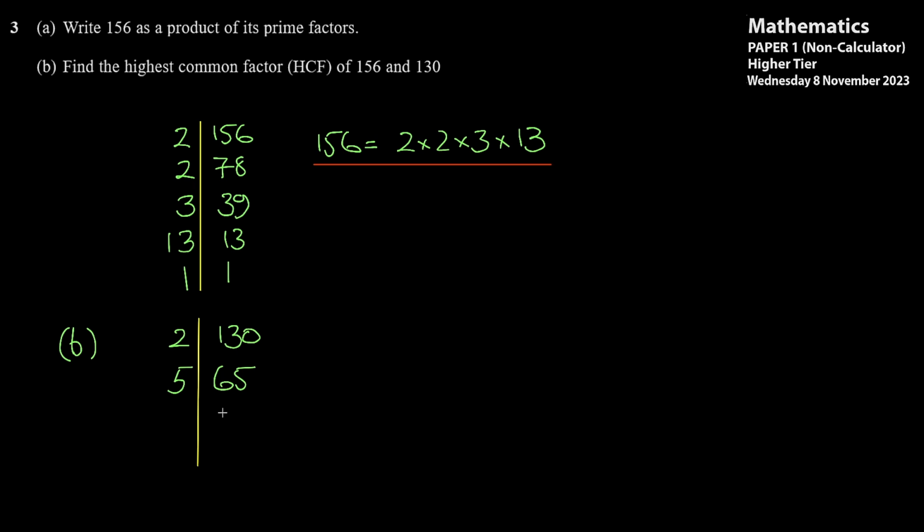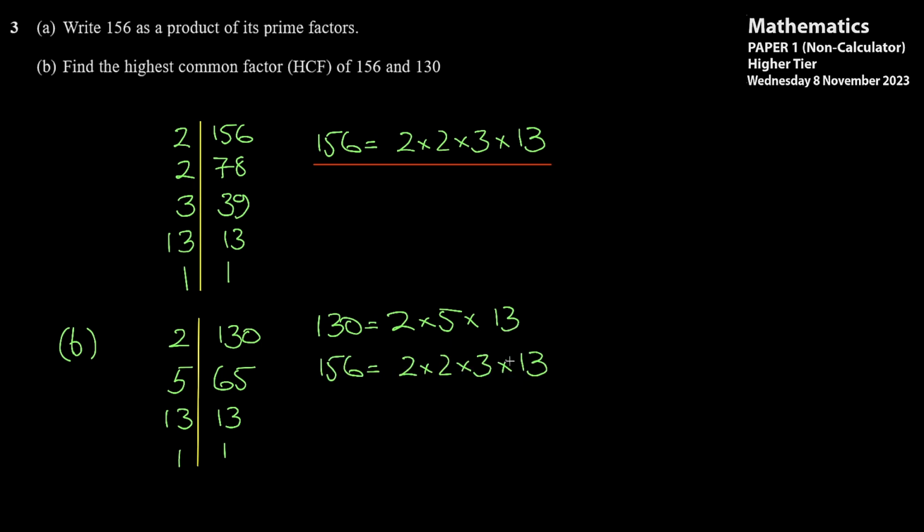That does go in and goes in 13 times again. And we go through the same process. This is a prime, and that effectively divides down to 1. So 130 is equal to 2 times 5 times 13.